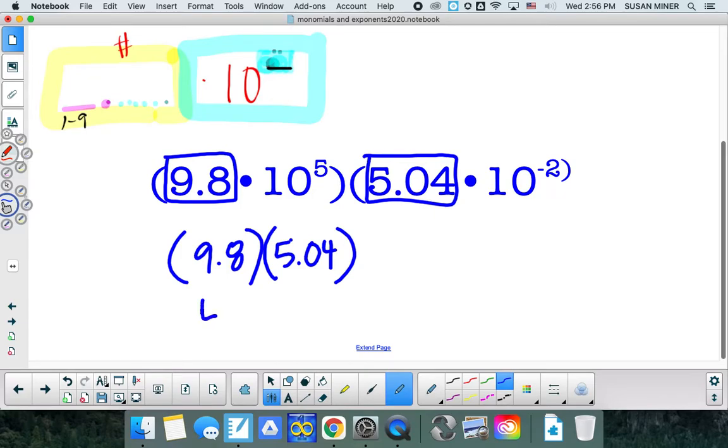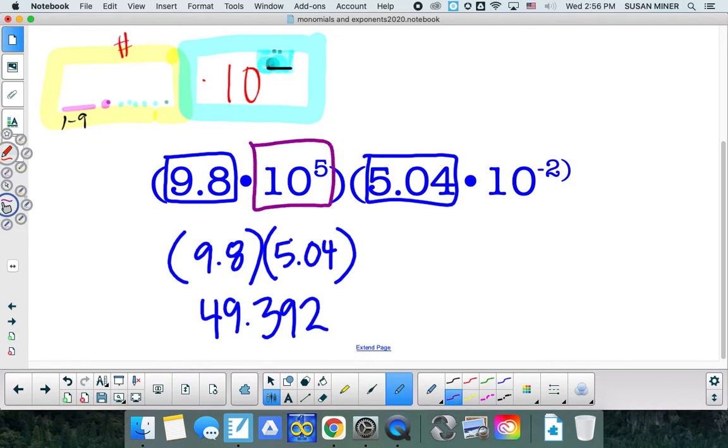That's what it said in my calculator, 49.392. That's what I got when I multiplied the constants together. And then I'm going to take the 10 and the exponent, and I'm going to multiply those together. 10 to the 5th power times 10 to the negative 2 power.